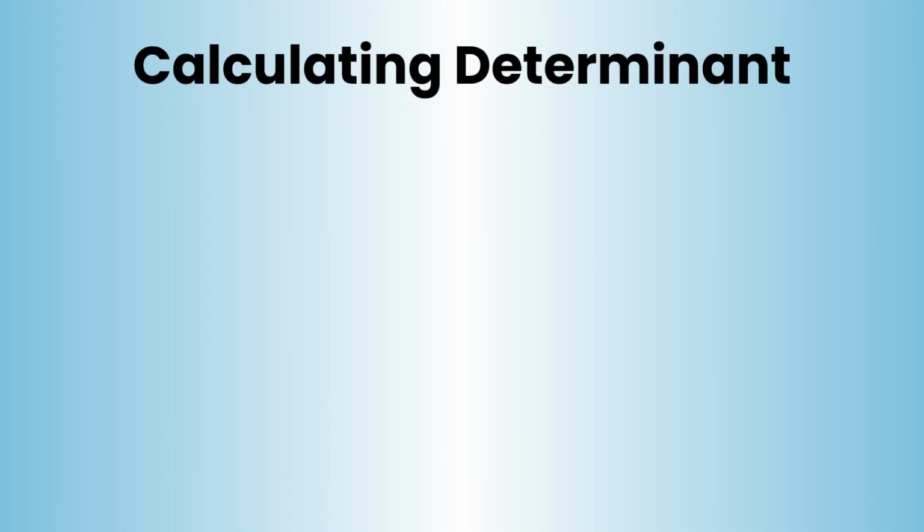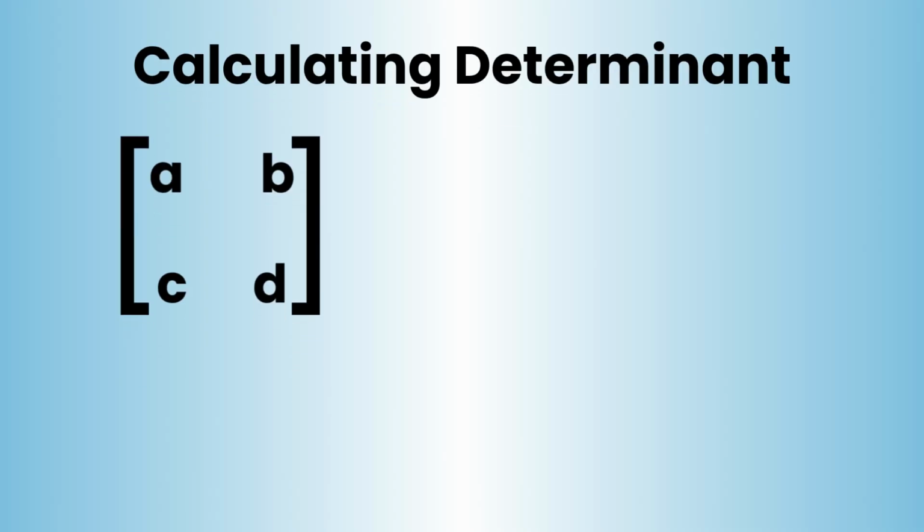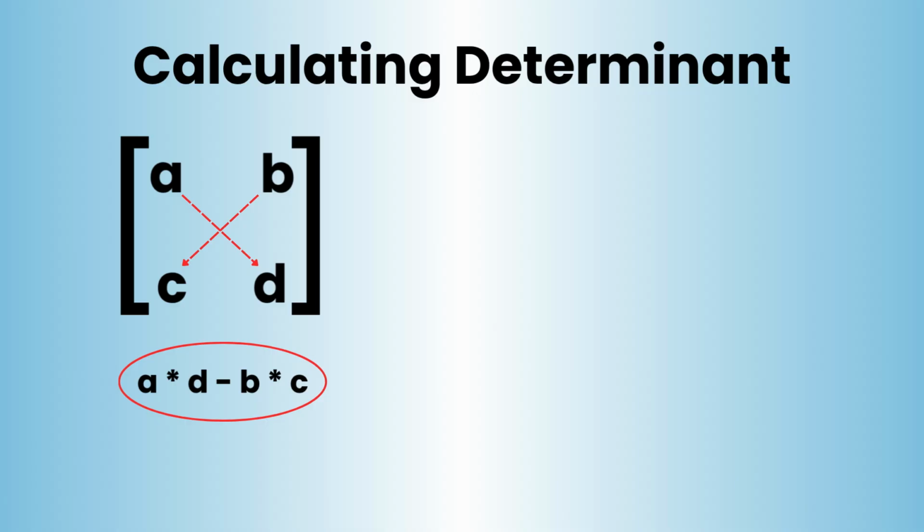So, how do we calculate this? If we consider a matrix with A, comma B in the first row, C, comma D in the second row, the determinant is A times D minus B times C. Let's prove this with an example.